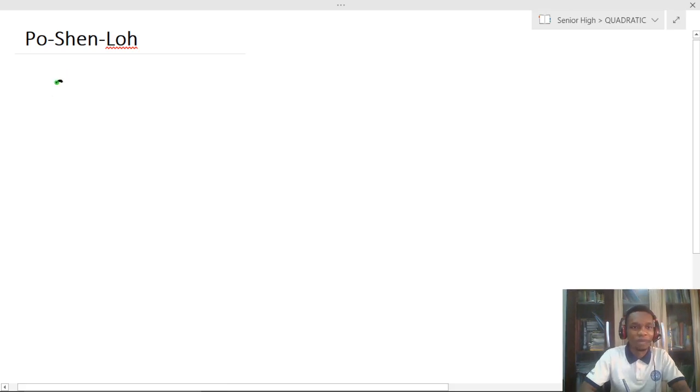Now, let's say we are asked to solve x squared minus 5x minus 14 is equal to 0. So let's solve this quadratic equation. I want to apply the Po-Shen Loh method. The first thing we look out for is: is this in unity form? That's our a value, a is 1. If it's not 1, then we have to divide through. But if it's 1, then we continue. Since the a value here is 1, we proceed further.